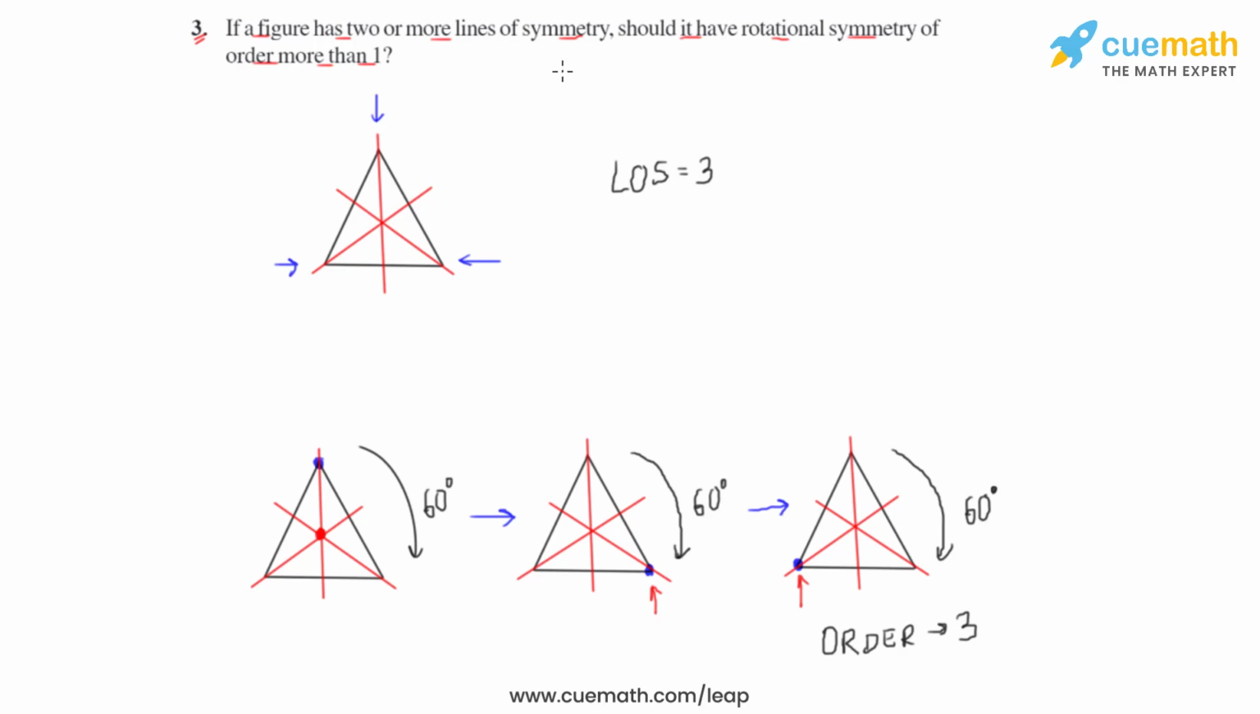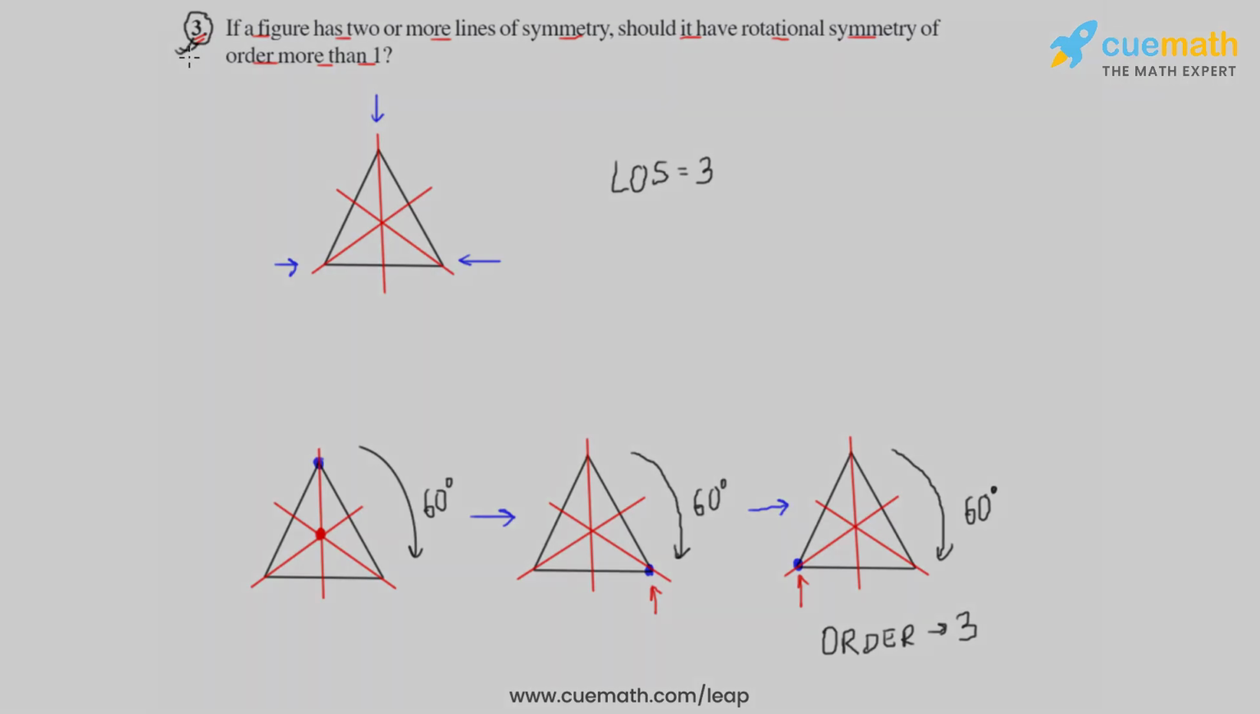So we can definitely prove that if there is a figure with 2 or more lines of symmetry, it should have a rotational symmetry which is more than order 1. So this is how we are going to answer question number 3.